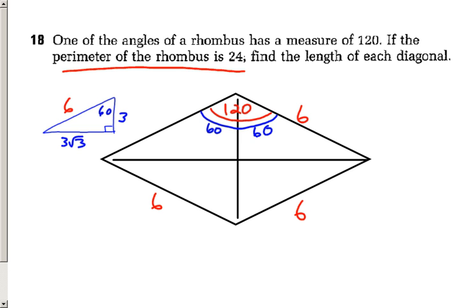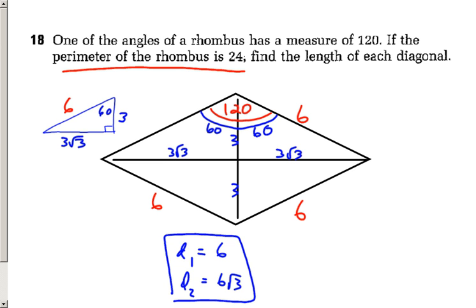So this side is 3, this side is 3, this side is 3 root 3, this side is 3 root 3. So one diagonal equals 3 plus 3, or 6. The other diagonal, in this case the horizontal diagonal, equals 3 root 3 plus 3 root 3, which is 6 root 3. So the diagonals have those lengths.